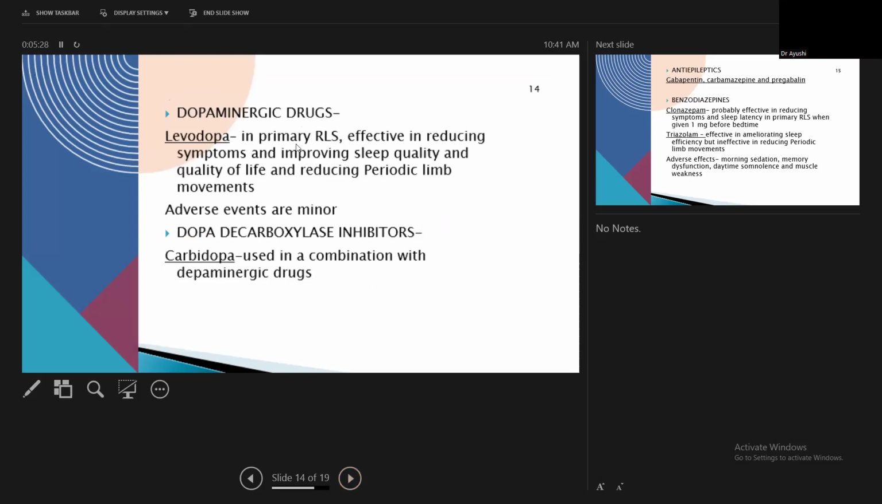Dopaminergic drugs, levodopa, which is used in primary RLS, is effective in reducing symptoms and improving sleep quality and quality of life and reducing the PLMS. The adverse events are minor. Dopa decarboxylase inhibitors, like carbidopa, are used in combination with the dopaminergic drugs.